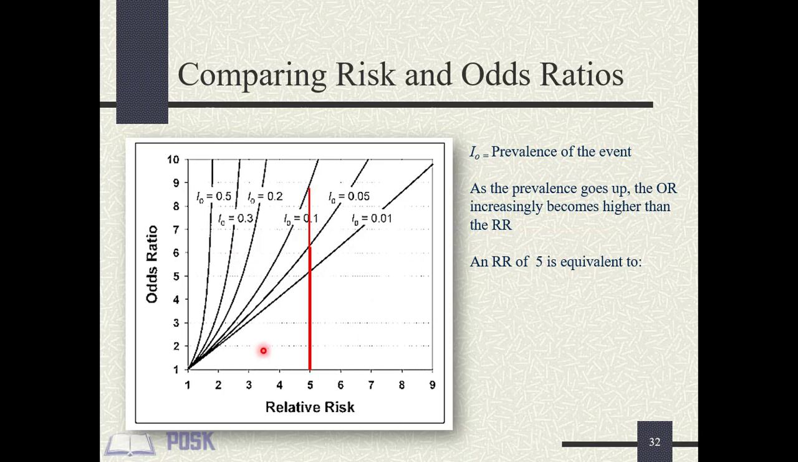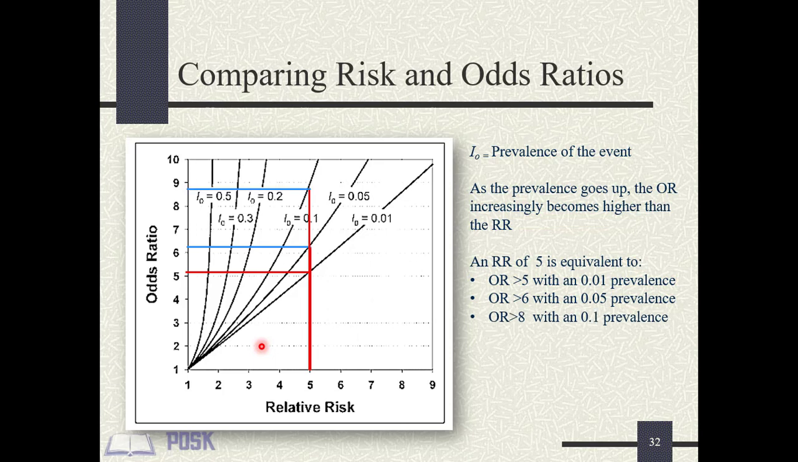To illustrate the point we are making, I will show the equivalent odds ratios for a relative risk of 5 as the prevalence increases. When the prevalence is 0.01, the odds ratio is slightly greater than 5. When the prevalence is 0.05, the odds ratio has risen to 6. And when the prevalence is 0.1, the odds ratio is almost 9. The important take-home message is that when you are dealing with common events, be very mindful of the probability measure you choose to use.